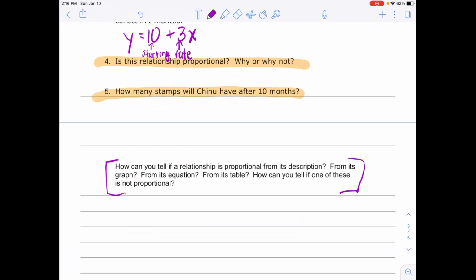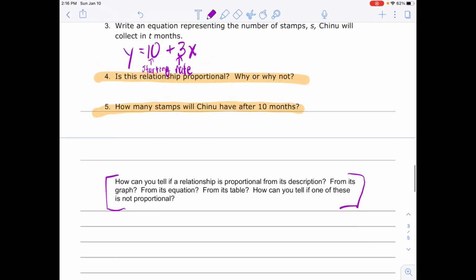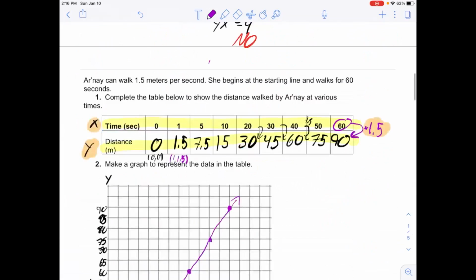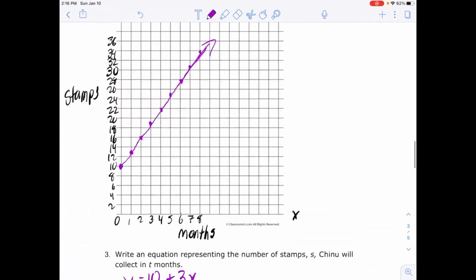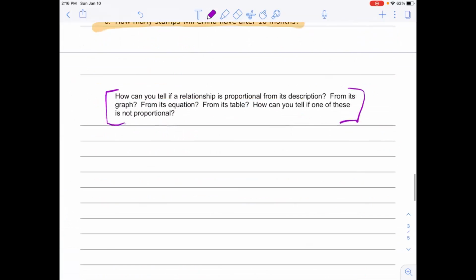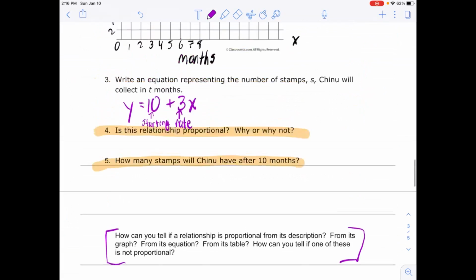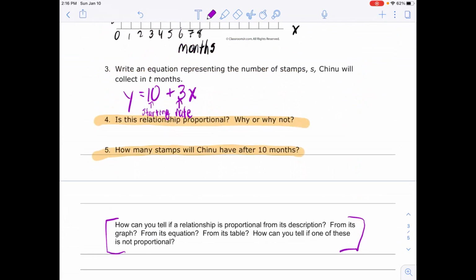If you got to the end of this video and you're still not sure how you would tell, then I suggest going back to the beginning and listening through the part where I was talking about this. Otherwise, please contact me. This is the thing that you need to make sure you understand at the end of this video. Otherwise, contact me. And then you also have your 2 questions that you will be putting into Schoology.